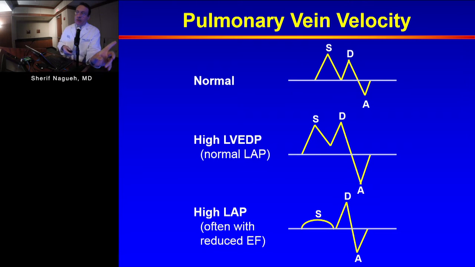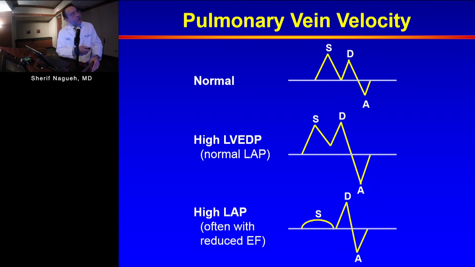The caveat to looking at the A prime velocity, assuming that you have a good signal, is to look at the LA function and try to factor it in. Sometimes you can have patients with high EDP, but they have LA systolic dysfunction, and because of that, that A velocity may not be prominent.